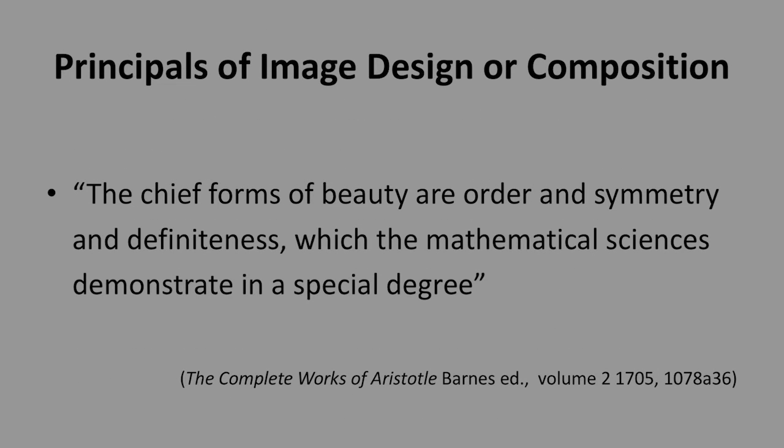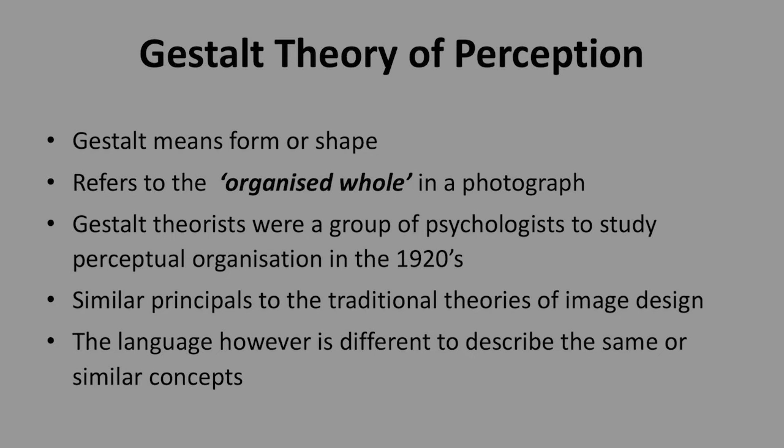Theories regarding what is considered beauty have been around since early civilization. In ancient Greece, Aristotle described how beauty was to be found in order and balance. One of the most important contemporary theories relating to visual language is Gestalt theory. Gestalt means shape or form.